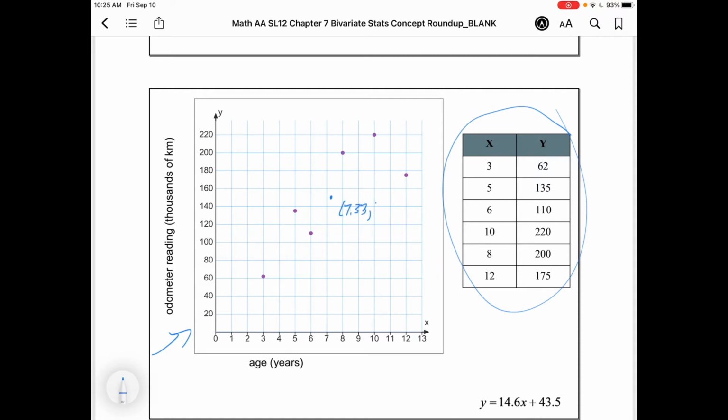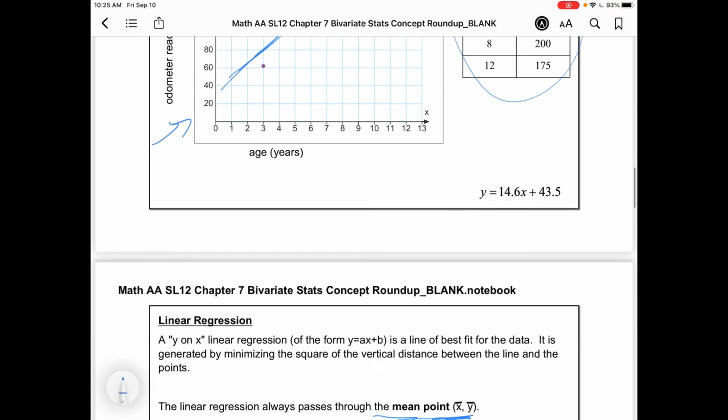7 1/3 and 150 is right here. 7.33, 150. If I were to make a line of best fit through all this, I probably would go through that mean point. I'm sort of splitting the difference on the distance between the points and the line. That looks like a good by-hand line of best fit, and the mean point gives us something to anchor it around.